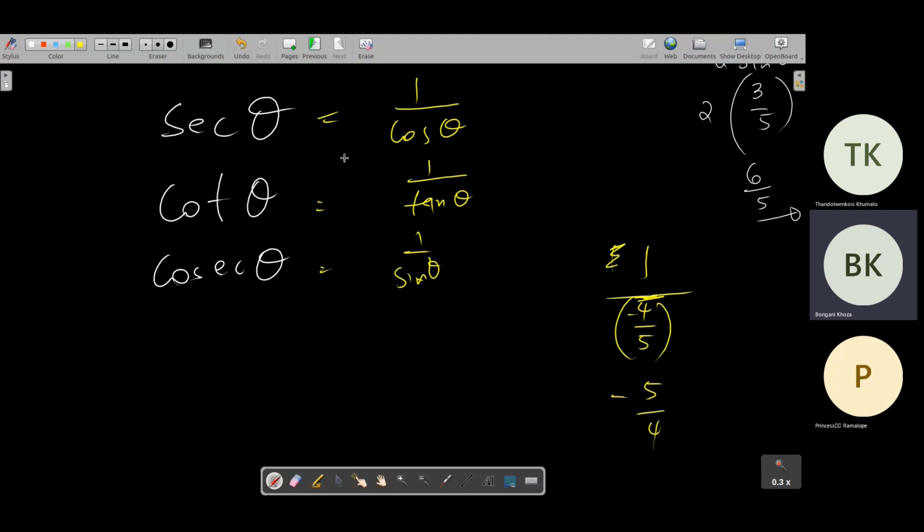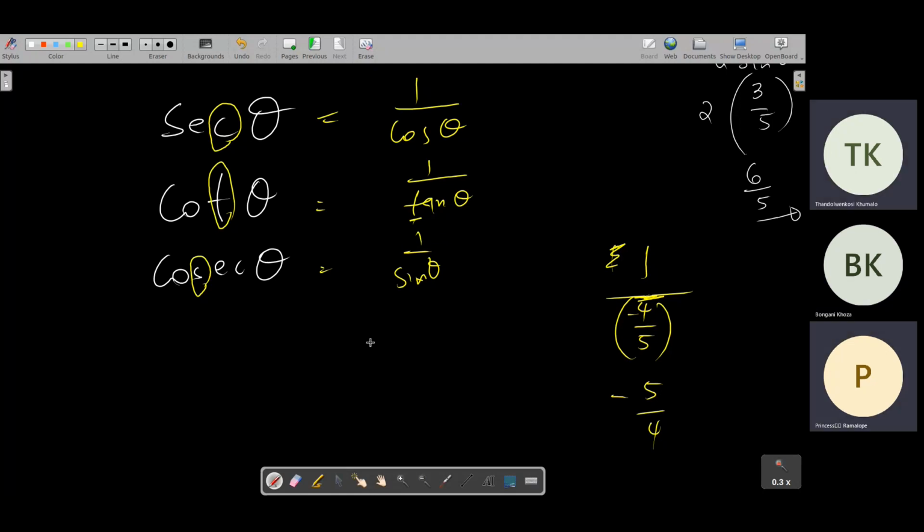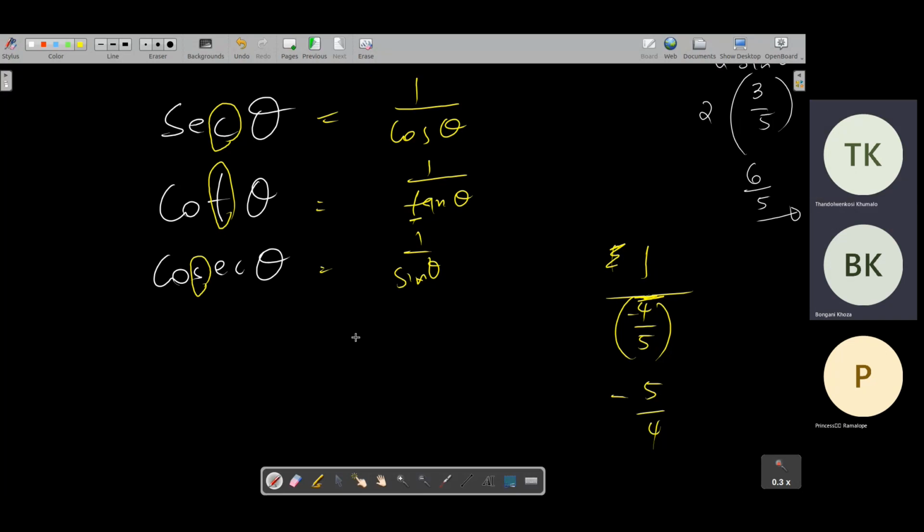To memorize them, you start from the first letter and go to number 3. Sec: number 3 is cos, so reciprocal of cos. Cot: number 3 is tan, so reciprocal of tan. Cosec: number 3 is sine, so reciprocal of sine. That's how you get it. Are we okay? Yes, that's that.